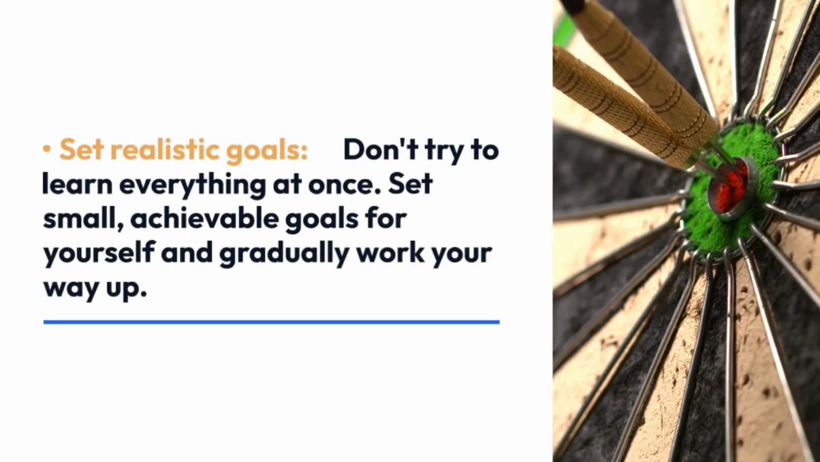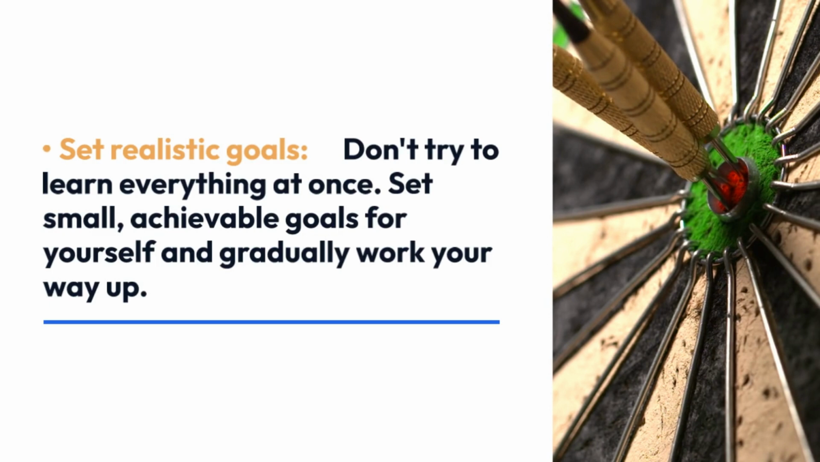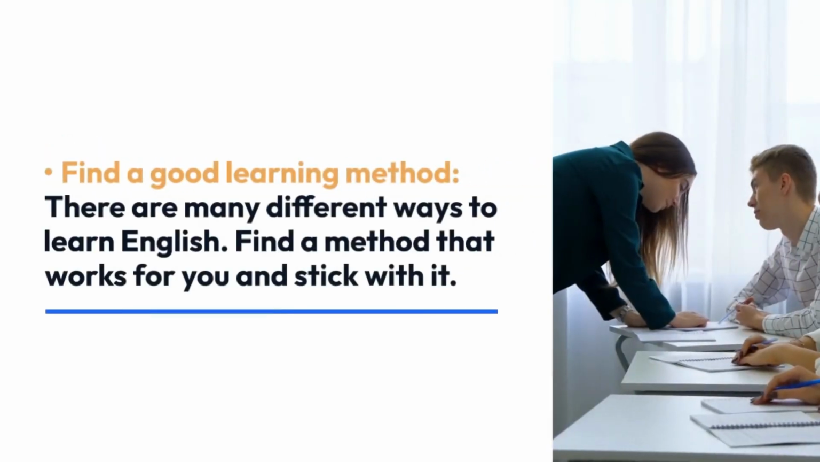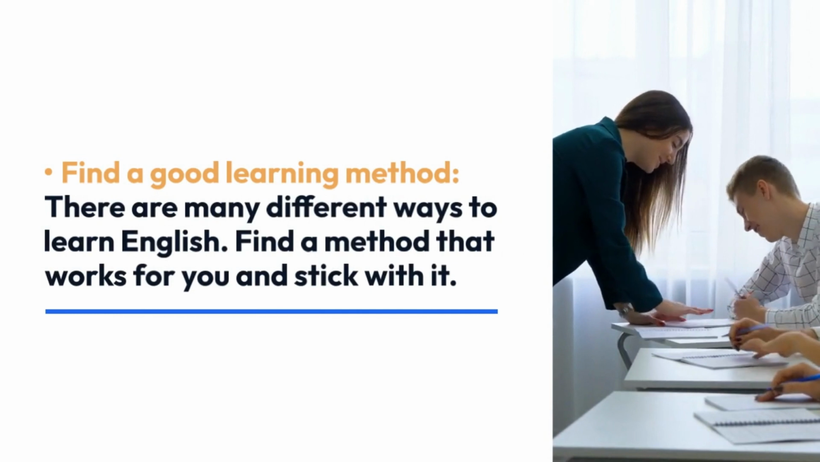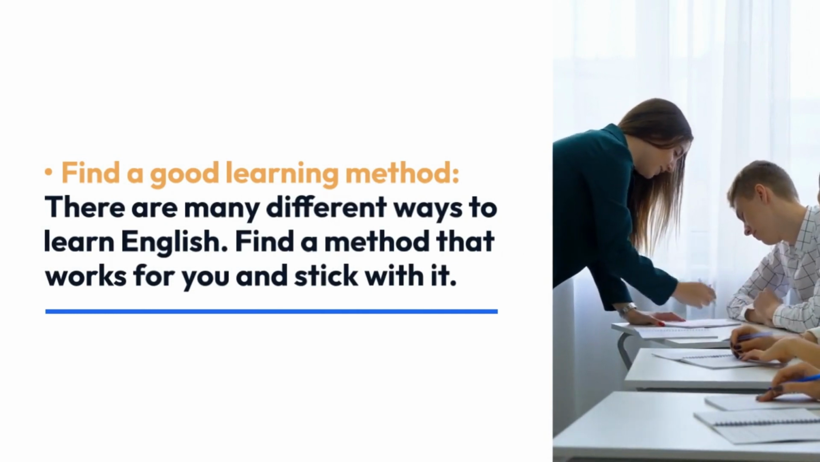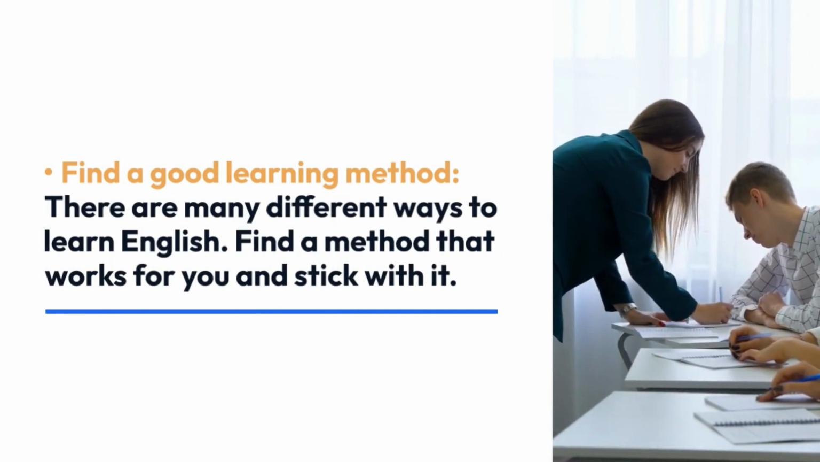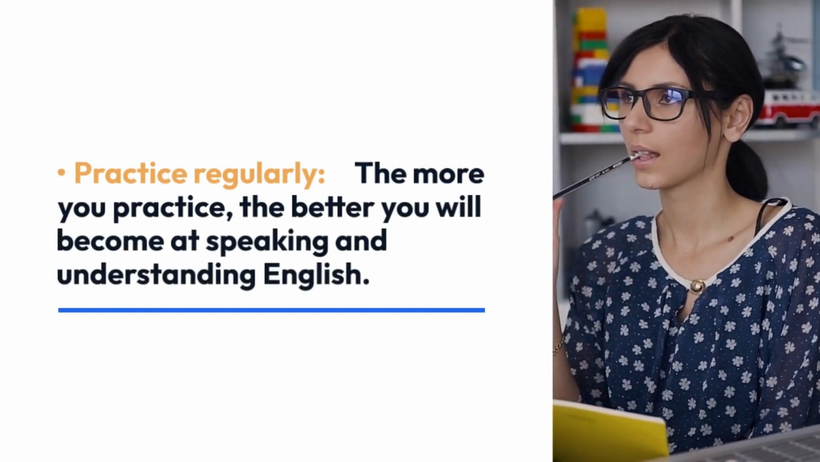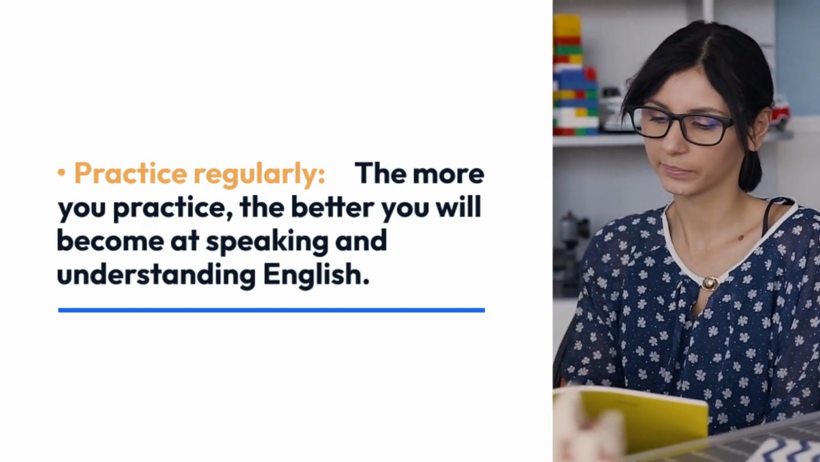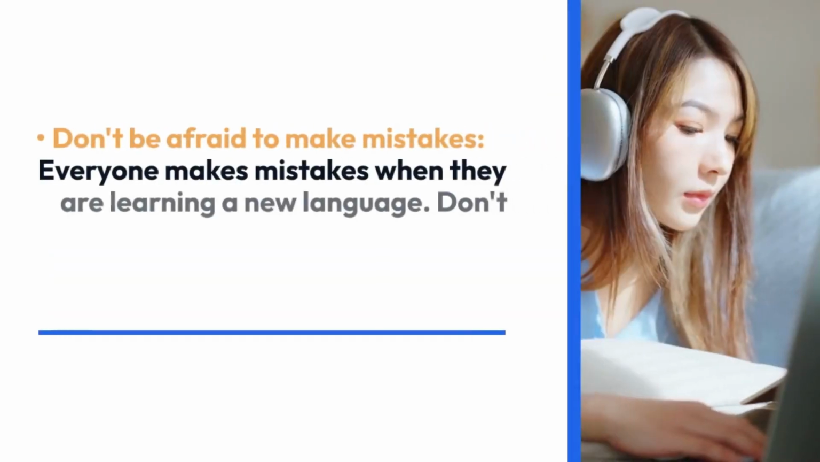Set realistic goals. Don't try to learn everything at once. Set small, achievable goals for yourself and gradually work your way up. Find a good learning method. There are many different ways to learn English. Find a method that works for you and stick with it. Practice regularly. The more you practice, the better you will become at speaking and understanding English.